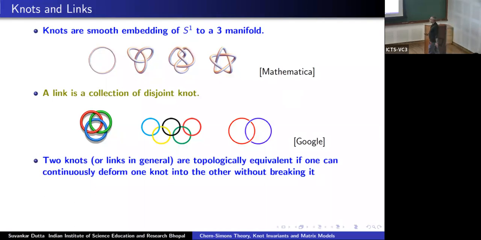Two knots or links are topologically equivalent if you can bring one knot to another knot by continuous deformation, that is without cutting any of these components. Then we call these knots or links topologically equivalent. Therefore in mathematics, the natural question is what quantity you can define for those topologically equivalent knots. These are known as knot invariants in mathematics. And it's a challenging problem in mathematics to find knot invariants for different knots.